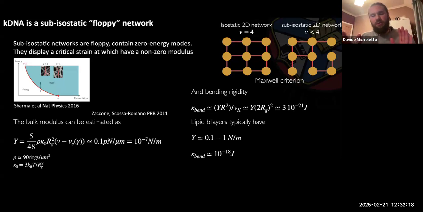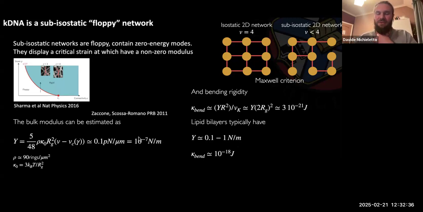And so we wanted to compare it with lipid bilayers, which is the typical membrane type of soft matter. Biophysics people think about lipid bilayers, and there you get a Young modulus that is 1 Newton meter or 0.1 Newton meter, which is a factor of a million.